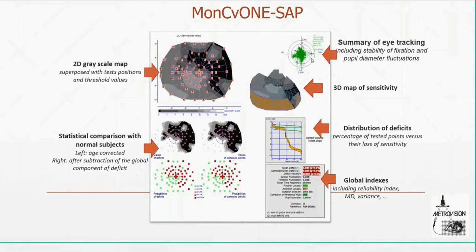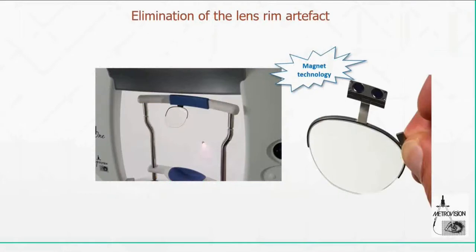It has some additional features, and I would like to point out this one here on top right, which is a summary of eye tracking. That includes data about the stability of fixation, the pupil size and its fluctuation, eye deviation, and also blinking. We have also some nice features, which are this thing you can see here. We have a magnet technology, which allows us to have large field lenses for correction of refraction, and that's easy to set up on the equipment and adjust.